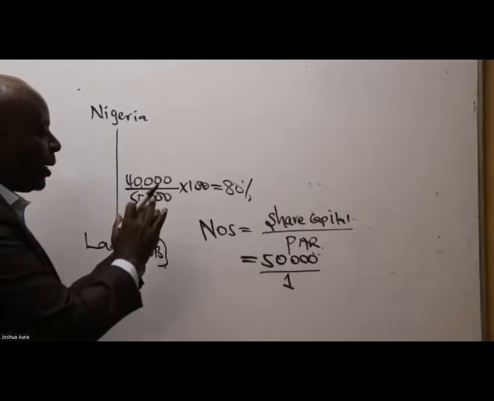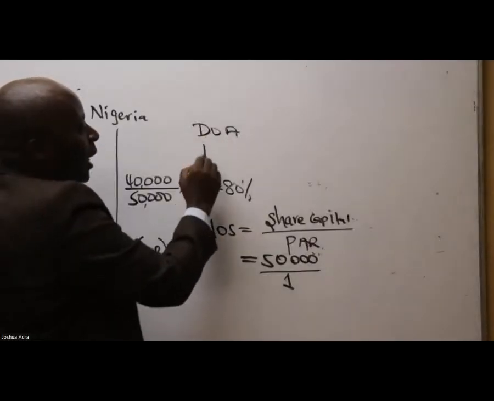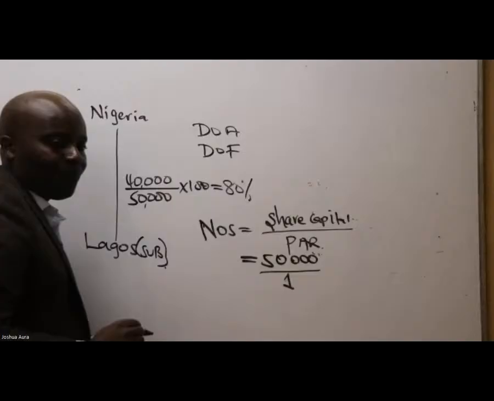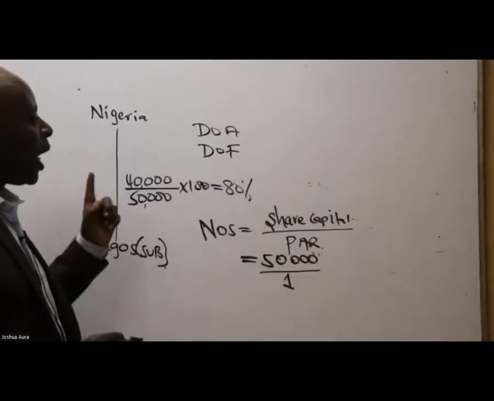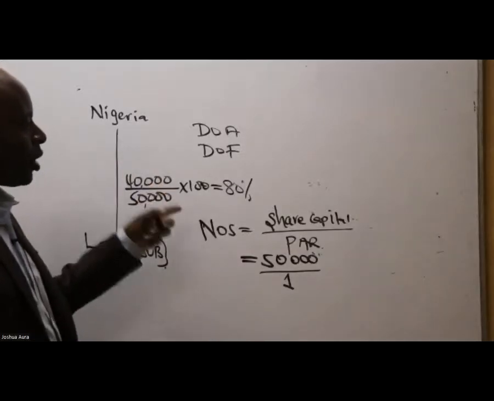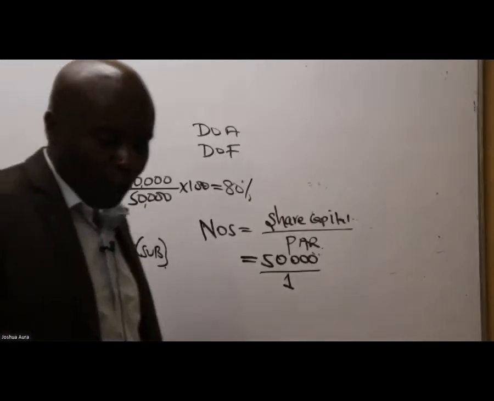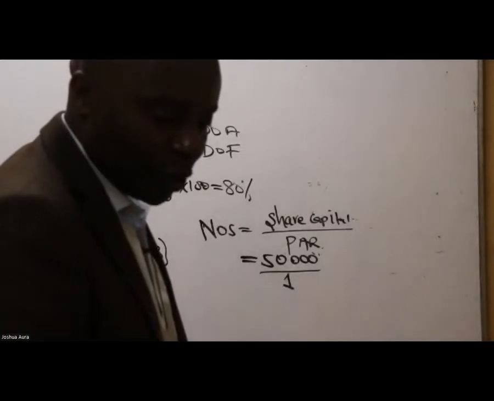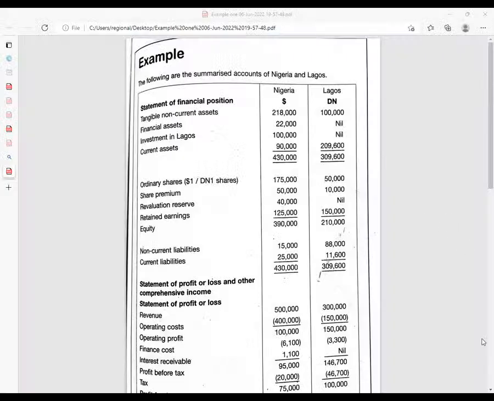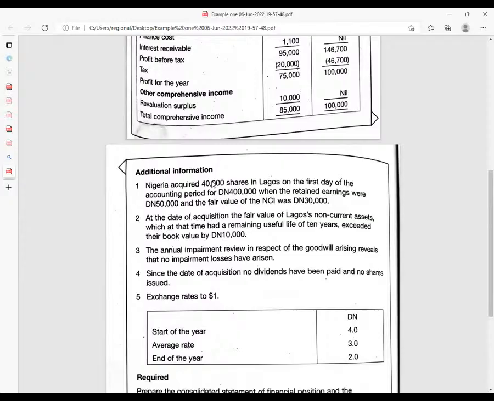So I would want to count the number of months. For me to count the number of months, I would be interested in knowing the date when we acquired the subsidiary, the date of acquisition, and the date of the financial statements. The date of acquisition is given here: Nigeria acquired 40,000 shares in Lagos on the first day of the accounting period. Oh, beginning of the year.